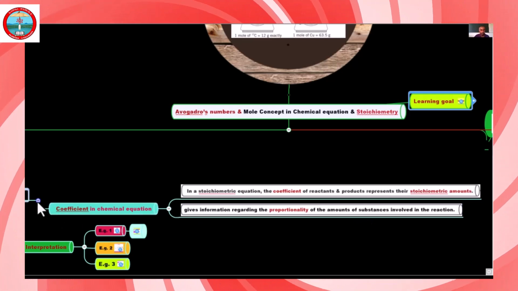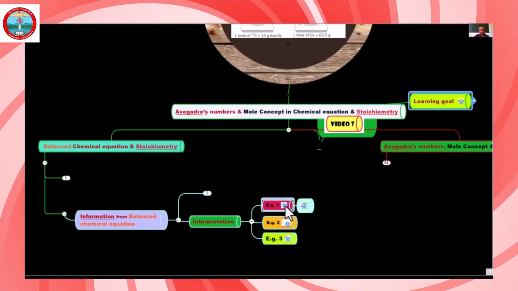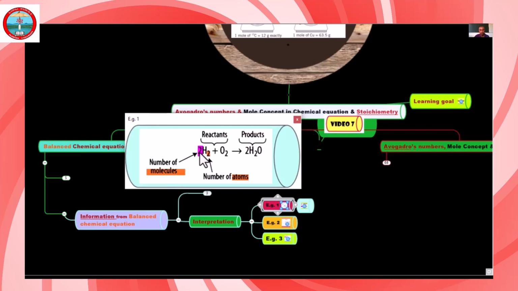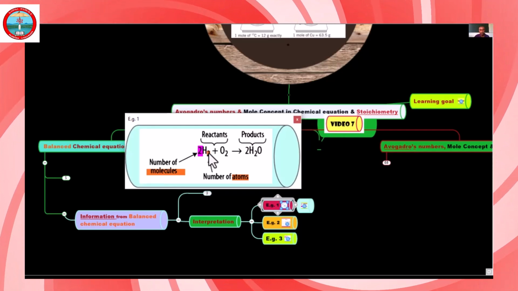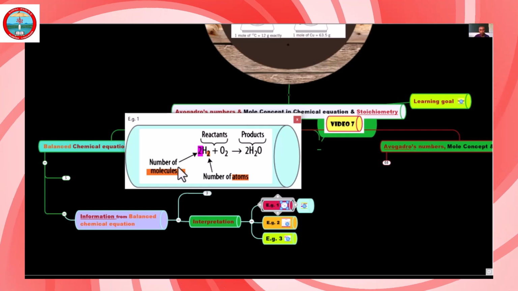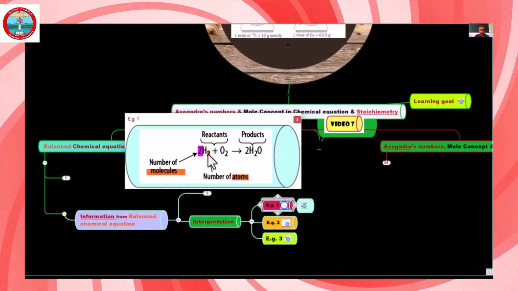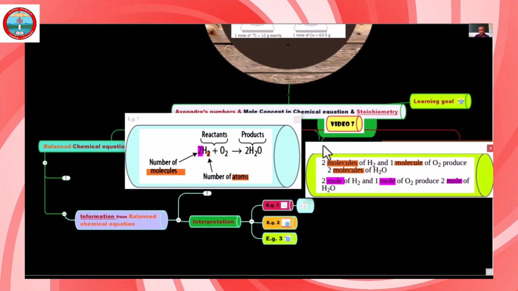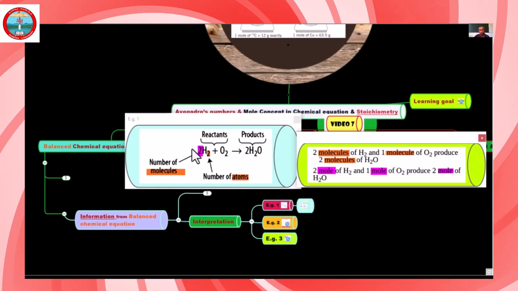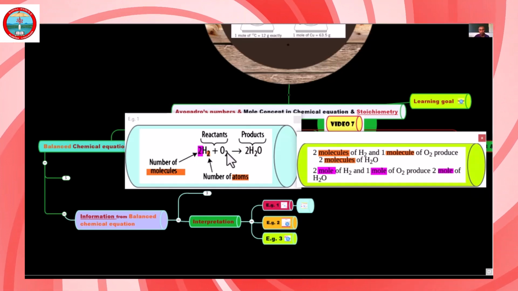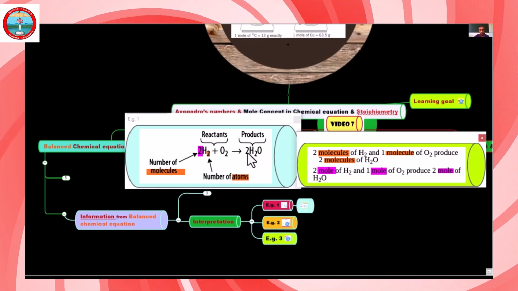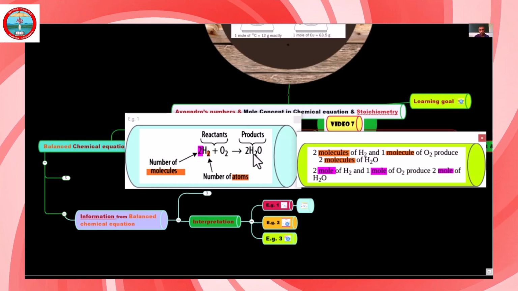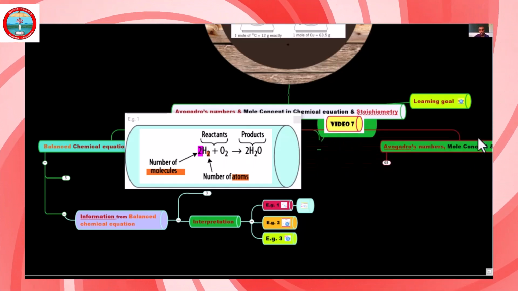Let me explain this with an example. If you see this chemical reaction, the first 2 is a coefficient and this one is a subscript. The coefficient 2 indicates the number of molecules and the subscript 2 indicates the number of atoms. The interpretation will be, for this chemical reaction, two molecules of hydrogen will react with 1 molecule of oxygen to produce 2 molecules of water, or we can say that 2 moles of hydrogen react with 1 mole of oxygen to produce 2 moles of water. This is one example.